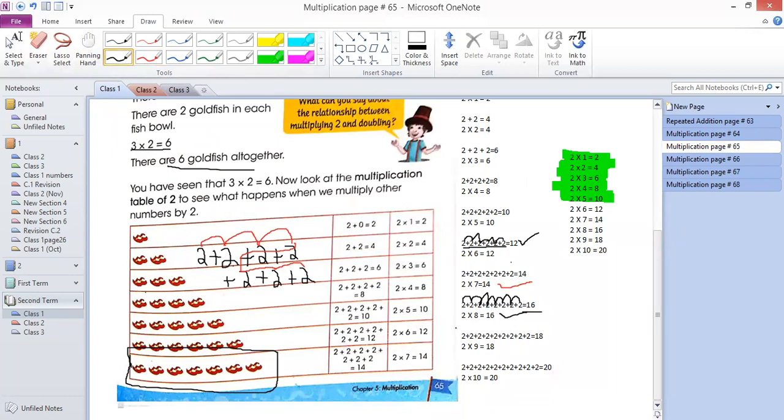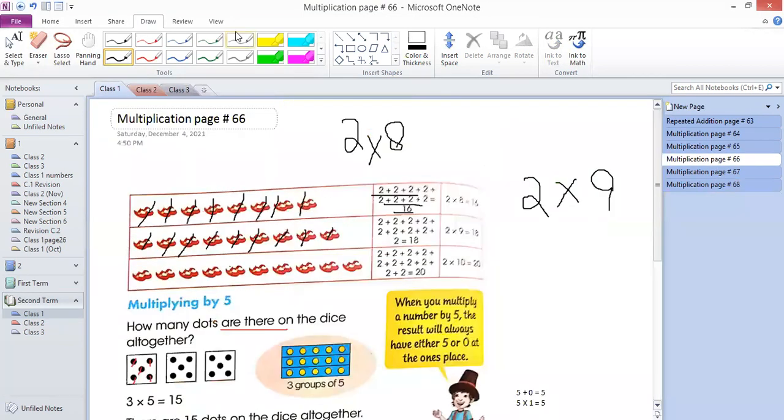Add 2 nine times. 2 plus 2 is 4, 4 plus 2 is 6, 6 plus 2 is 8, 8 plus 2 is 10, 12, 14, 16, and 18. So 2 multiplied by 9 will give you 18. That means there are a total of 18 fishes. Is it clear, guys?